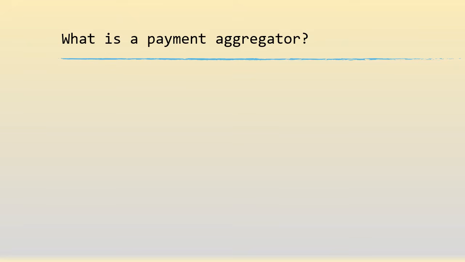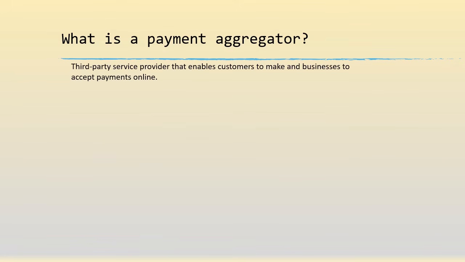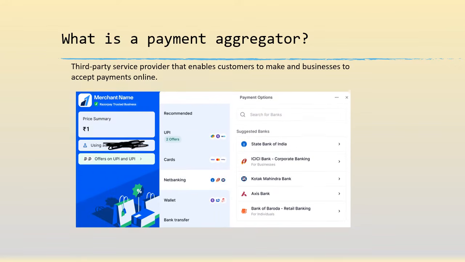So what exactly is a payment aggregator? Now this name may sound familiar because we have seen it in the context of payments when we make a payment from a merchant website, but it is not to be confused with the payment gateway, which offers a much simpler functionality. An aggregator is a third-party service provider. It enables customers to make payments and businesses to accept different types of payments online.